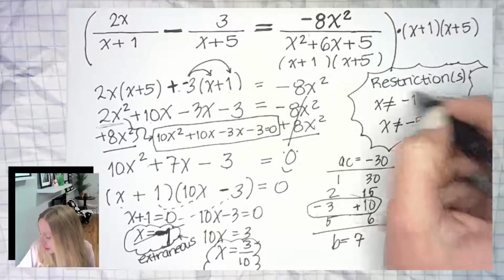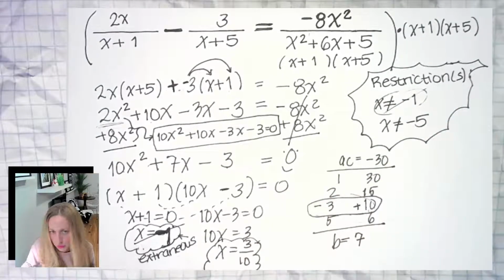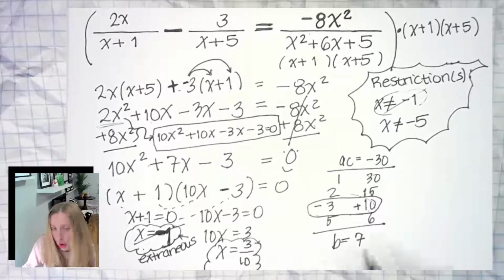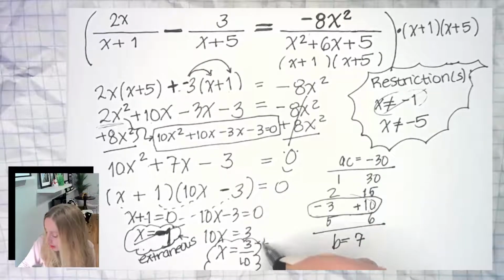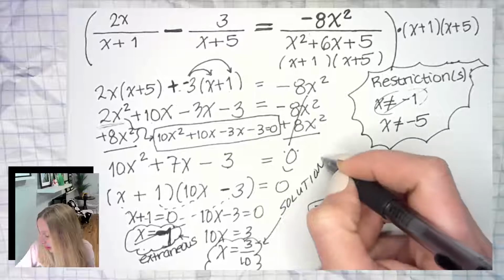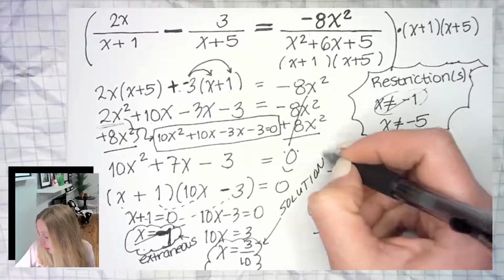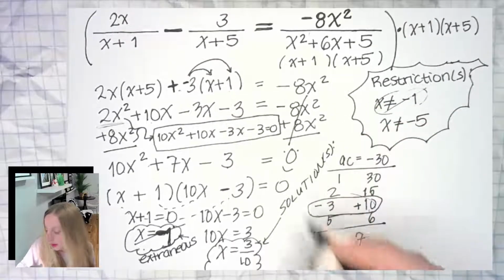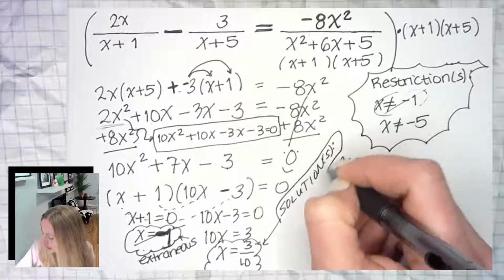So these are our restrictions. This one, we were able to make an extraneous solution. So the only actual solution is 3/10. And that would be 0.3 or 0.30, whatever way you want to think of it if it were a decimal, but fractions are our friend. We'll leave it like that.